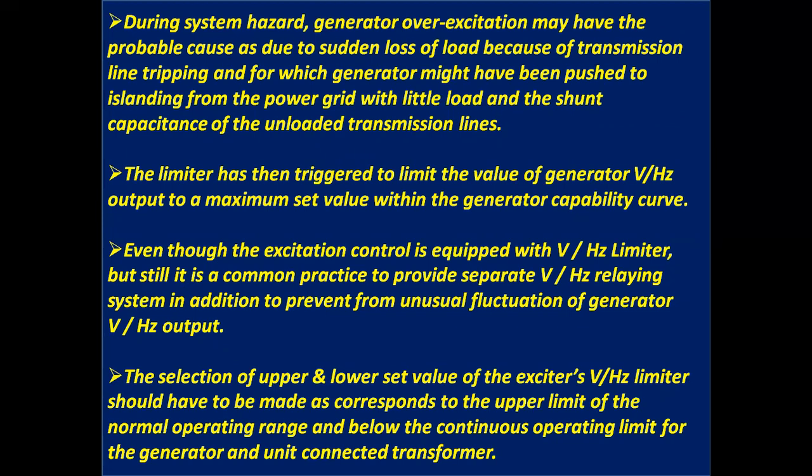During system hazard, generator overexcitation may have the probable cause as due to sudden loss of load because of transmission line tripping, and for which generator might have been pushed to islanding from the power grid with little load and the shunt capacitance of the unloaded transmission lines. The limiter has then triggered to limit the value of generator volt-Hertz ratio output to a maximum set value within the generator capability curve.